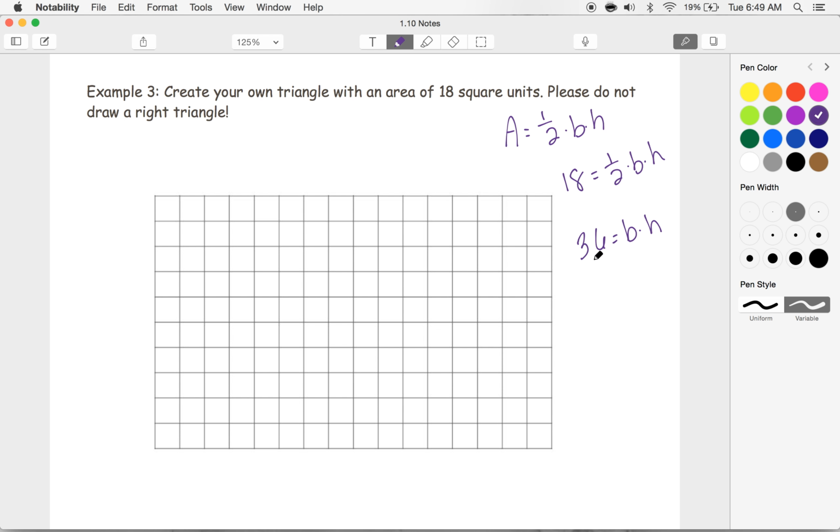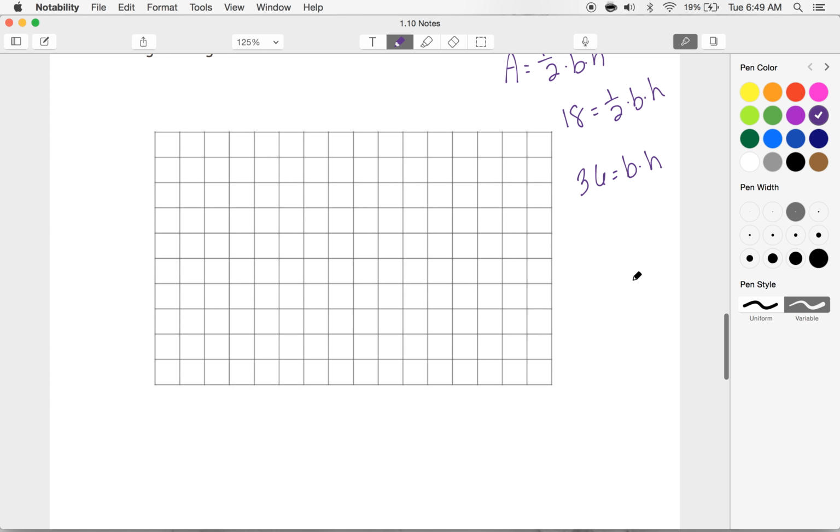If I double 18, I get 36. Now I have to think of two numbers together that'll give me 36. And I'm going to think of 9 and 4. So I'm going to do 1, 2, 3, 4, 5, 6, 7, 8, 9. I'm going to do 4. 1, 2, 3, 4. And I can connect those lines. And there is my triangle.